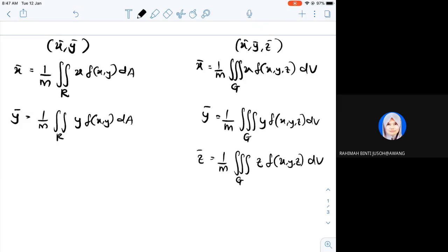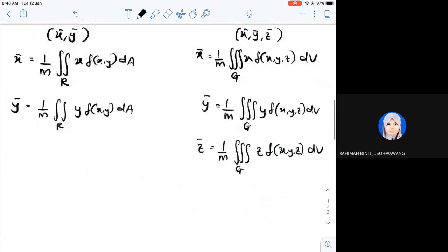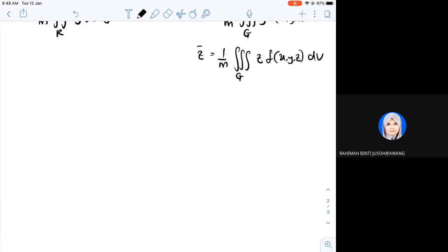Solid, that is what it means. Okay, next, 1, 2, 3. Number 3, we have centroid. Okay, so centroid in 2D and then centroid in 3D.